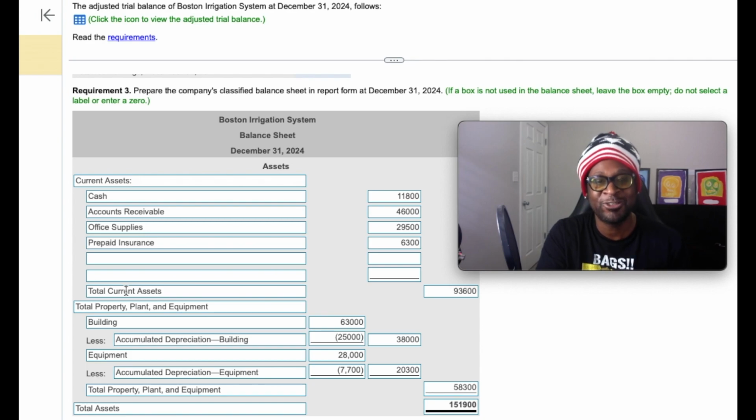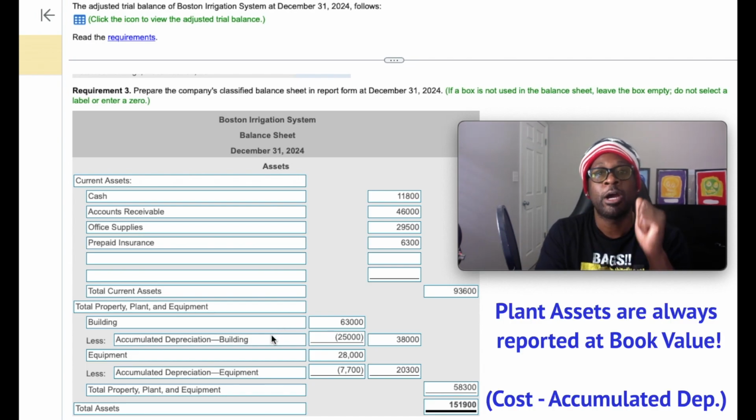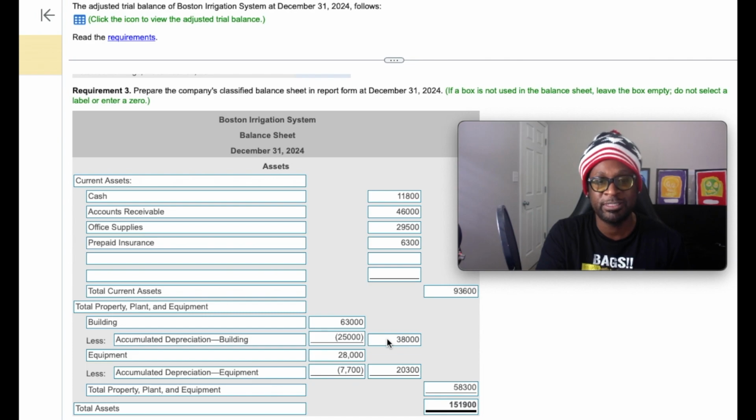Then we move into our long-term assets. The group of long-term assets we have are property, plant, and equipment. Therefore, we're going to report our building at cost of $63,000, and directly under that again, we're going to subtract our accumulated depreciation balance of $25,000. Remember, our plant assets are always reported on the balance sheet at its book value, which means the cost of the asset minus accumulated depreciation. Therefore, we have a book value for this particular building of $38,000.